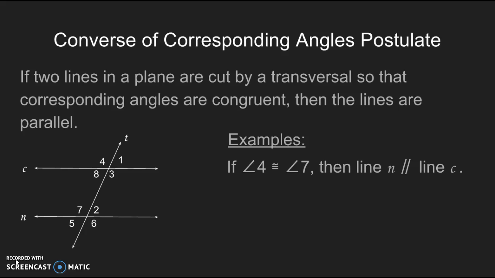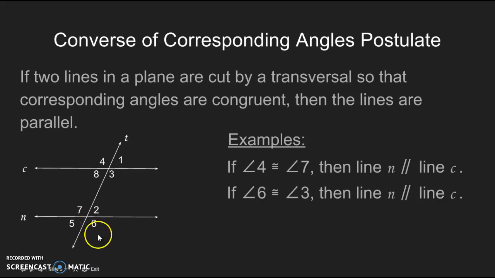Now remember, the corresponding angles postulate just said if you had two lines that are parallel cut by a transversal, then the corresponding angles are congruent. Now this is saying if you have two lines that you don't know are parallel, but you do know that the corresponding angles are congruent, then the lines are parallel. As another example, you could use angle 6 and angle 3. If angle 6 is congruent to angle 3, then you know for a fact that line N is parallel to line C.